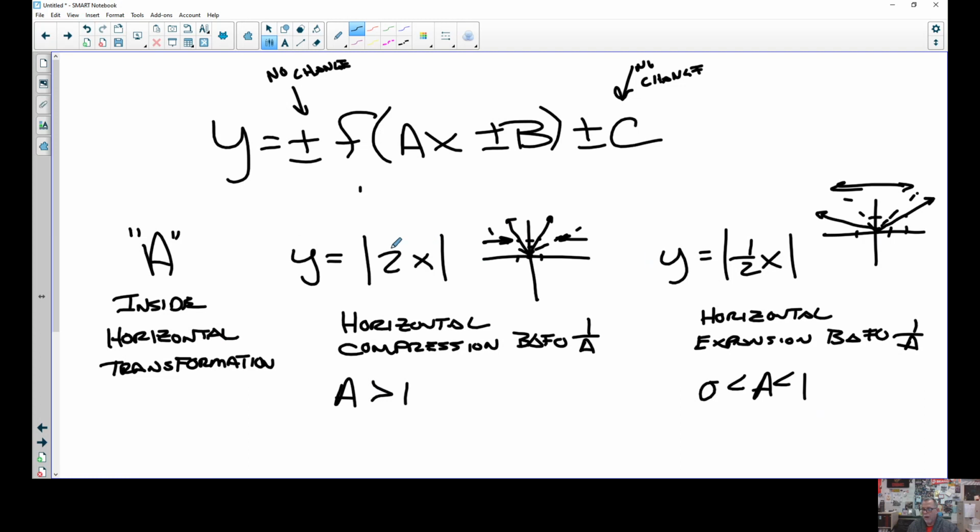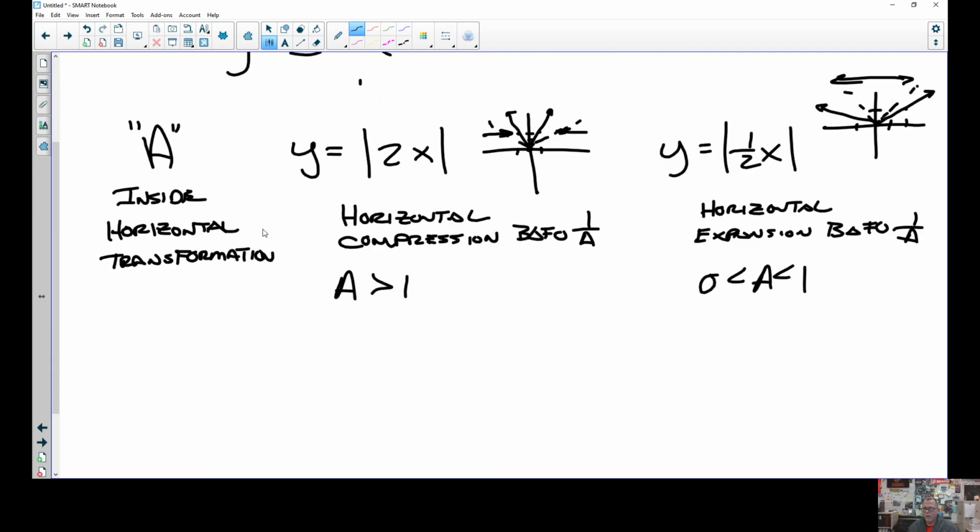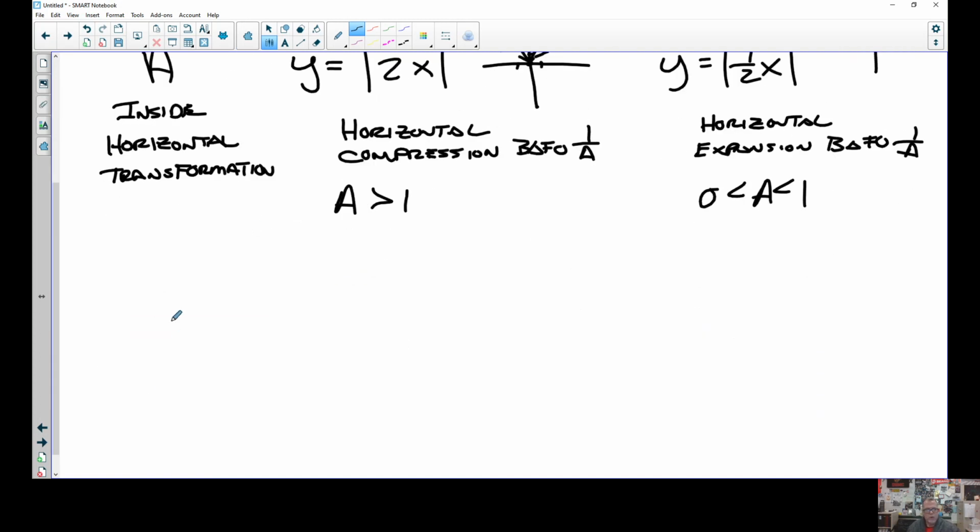And you have to be able to tell that by whether the A value is inside or outside, whether they use horizontal or vertical. Very important point. And you'll get practiced at this and it'll be better. All right. I like doing it this way first. Now let's deal with B.